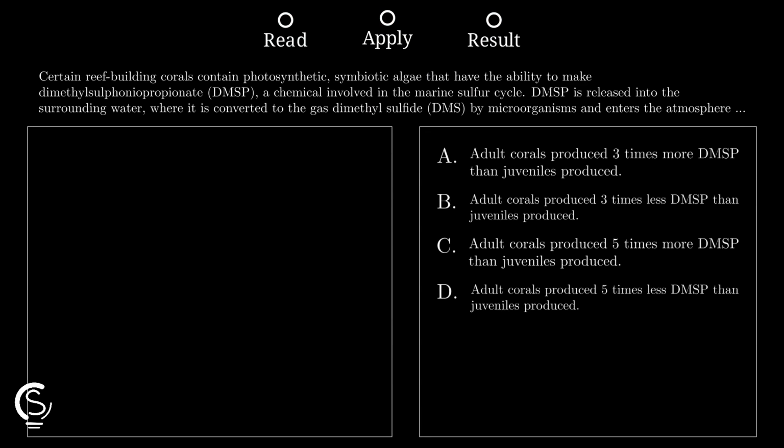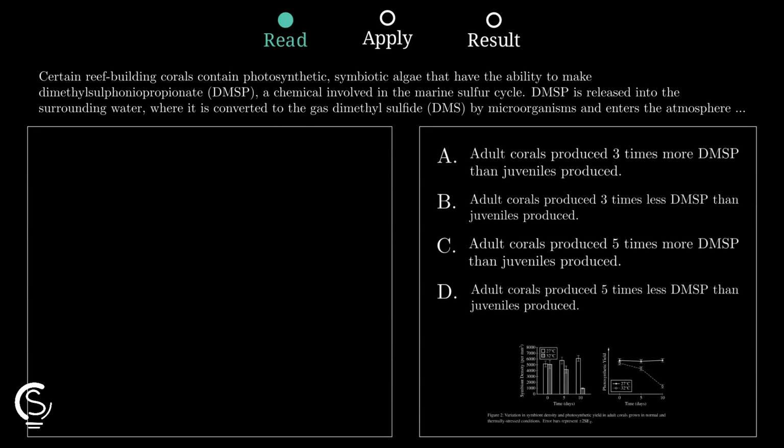First, look at Figure 1 to find the juvenile coral data at the start of the 32-degree trial. The graph shows that juveniles produce about 3 units of DMSP. Next, check the adult coral graph for that same starting point in the 32-degree trial. You will see the bar for adults reaches all the way up to 15.